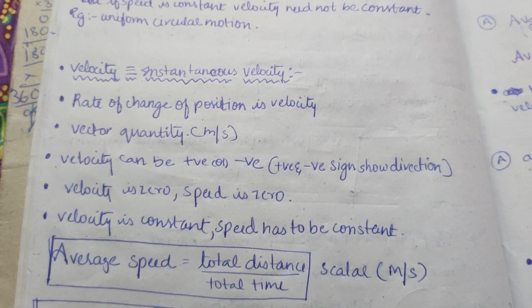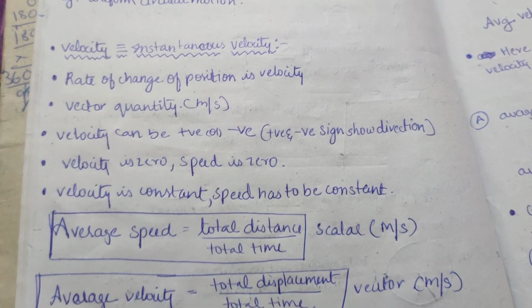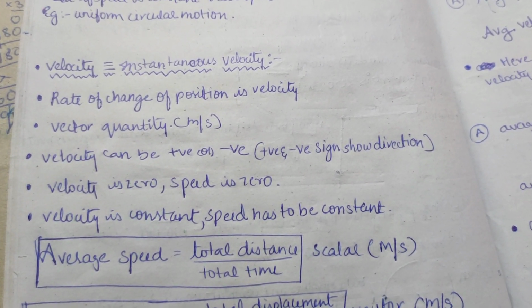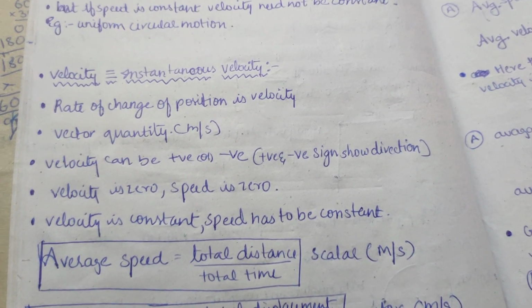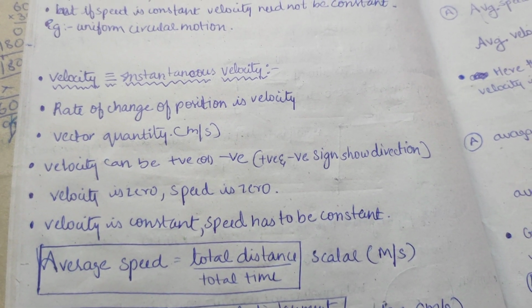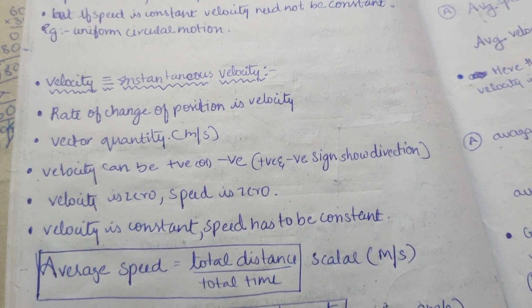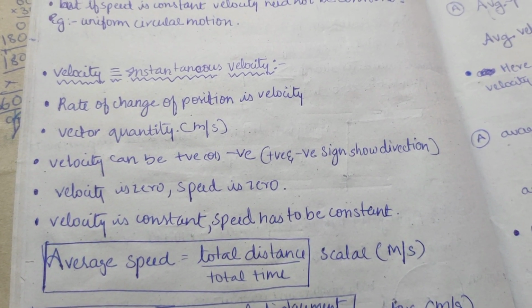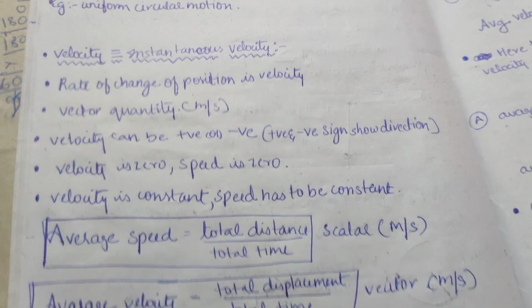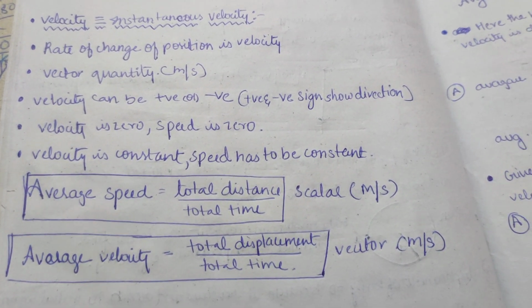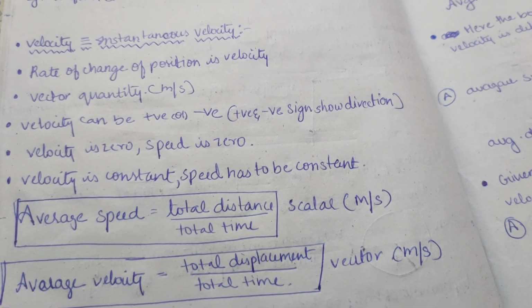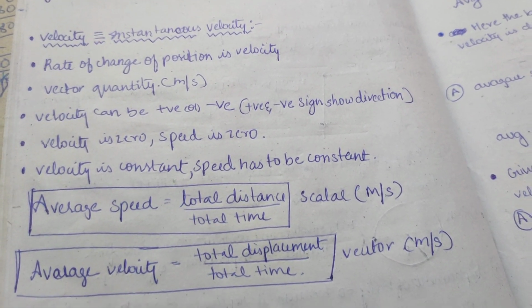Then velocity is almost equivalent to instantaneous velocity. The rate of change of position is velocity. Velocity is a vector quantity and the unit is meter per second. Velocity can be positive or negative, where the signs show the direction, not the value. If velocity is 0, speed is 0. If velocity is constant, speed is constant; but if speed is constant, velocity need not be.